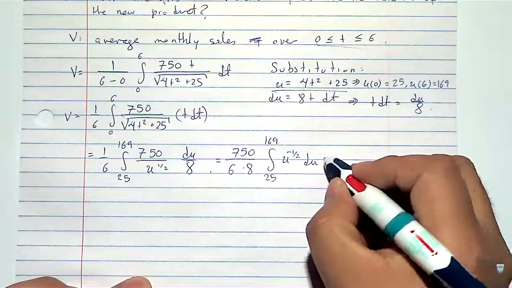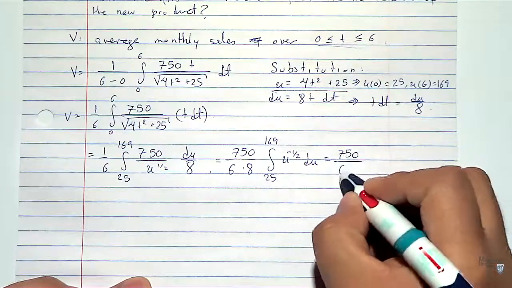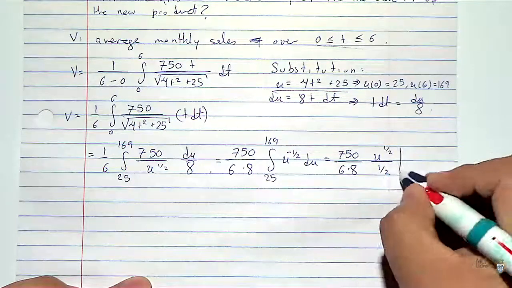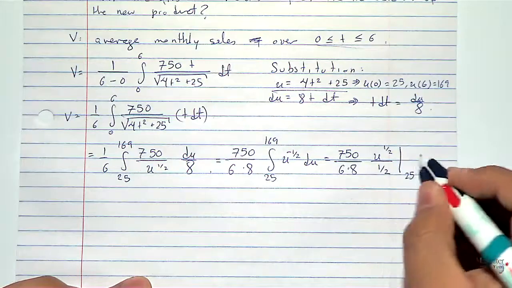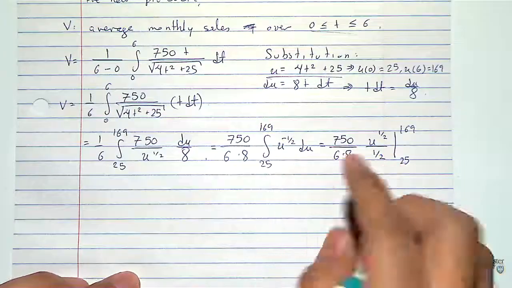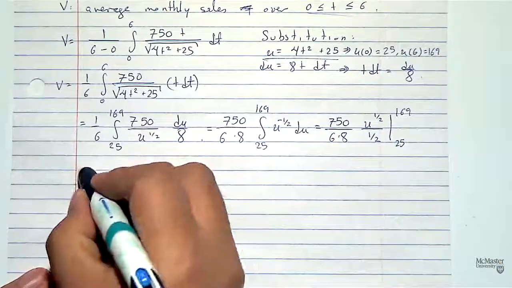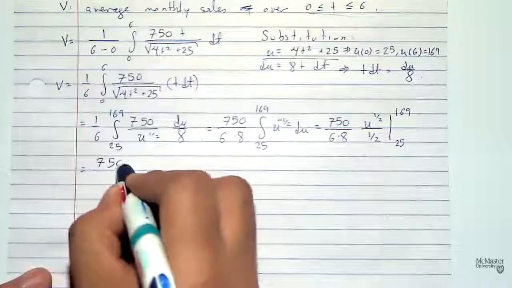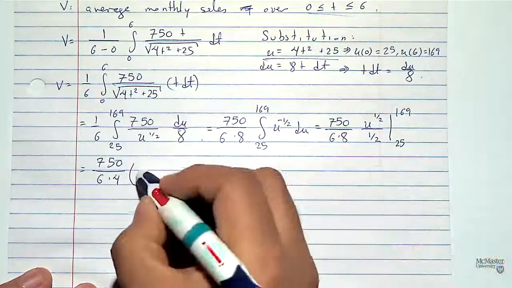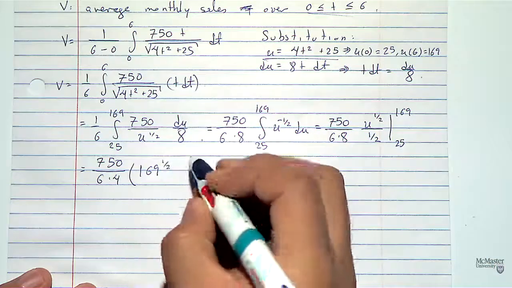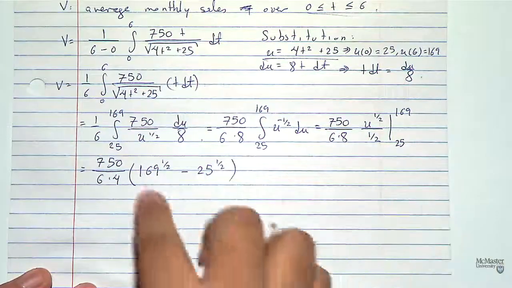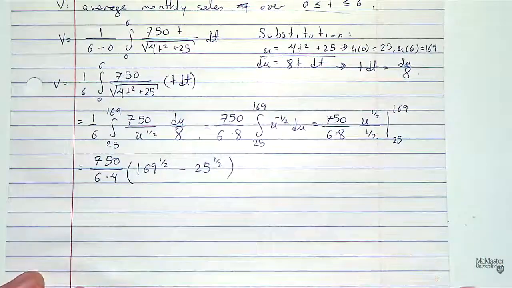The reason the integration was performed by substitution is because what we get is simple. So you have 750 divided by 6 times 8, then you do the integration, u to the 1/2 divided by 1/2, evaluated at the limits of integration in u, 25 to 169. You just evaluate, and you can multiply by one of these factors. So you would have 750 divided by 6 times 4, and then you do the evaluation: 169 to the 1/2 minus 25 to the 1/2. I have already multiplied by this factor of 1/2.